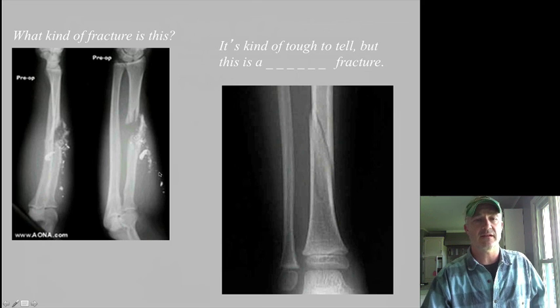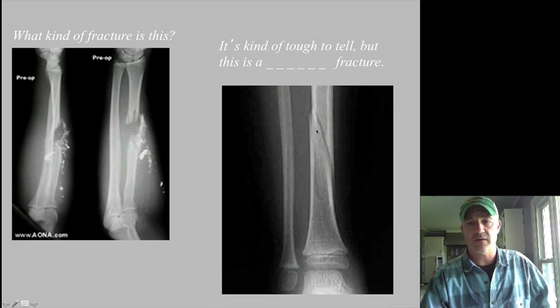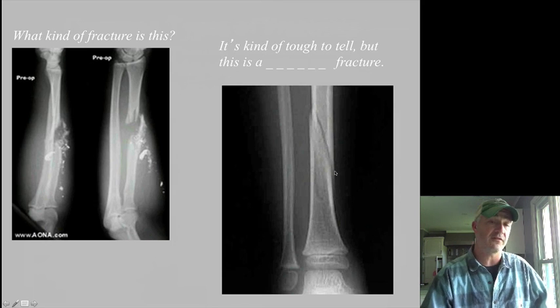And you can see in these ones here, this one would be one of those. Obviously there's tons of pieces here, a comminuted fracture. Or this one here, again, a lot of times that would be a tibia, that is a spiral fracture going up that bone.